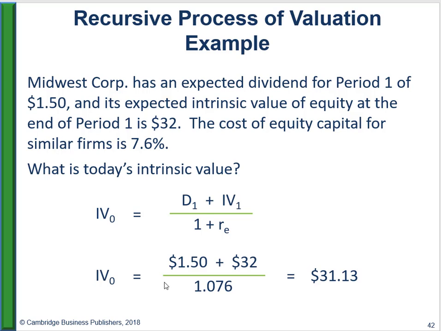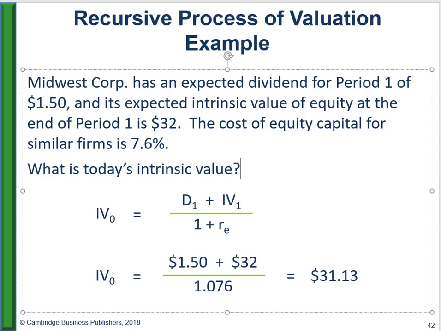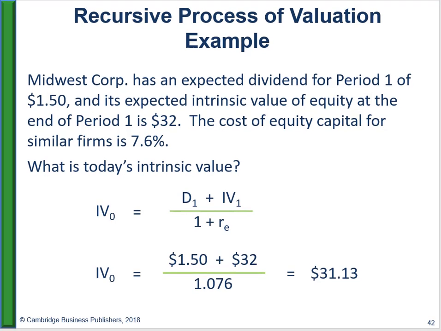So we're going to use our intrinsic value formula here. We're going to plug all our numbers in. The intrinsic value equals the $1.50 dividend plus $32, which is what we expect the stock to be worth next year, divided by 1 plus the discount rate, which is the cost of equity. So that's 1 plus 7.6%. And we have just calculated that the present value of that stock is $31.13 today. And that's using the dividend discount model.